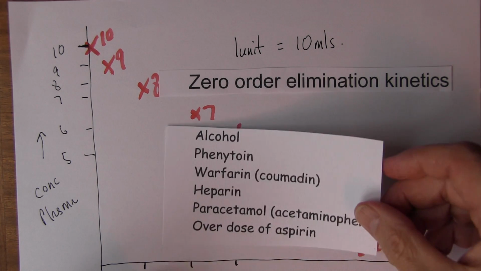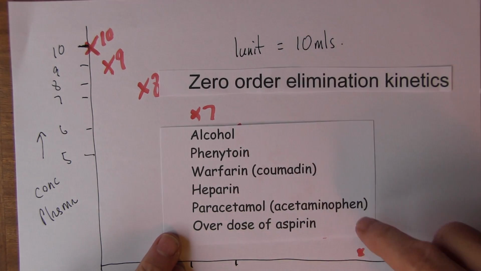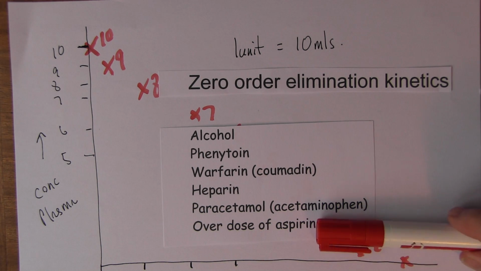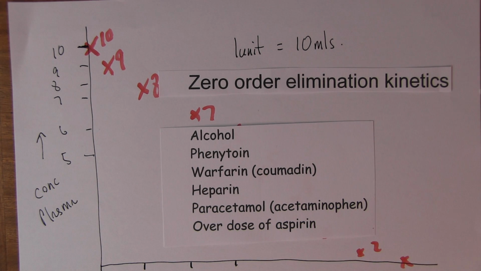So drugs which are eliminated by zero order: alcohol, phenytoin, warfarin, which is Coumadin, heparin, paracetamol, and aspirin if it's taken in overdose. Although if aspirin's taken in normal doses, the half-life is relatively short, about 3 or 4 hours. But if a lot is taken, the body can't eliminate it all at once.